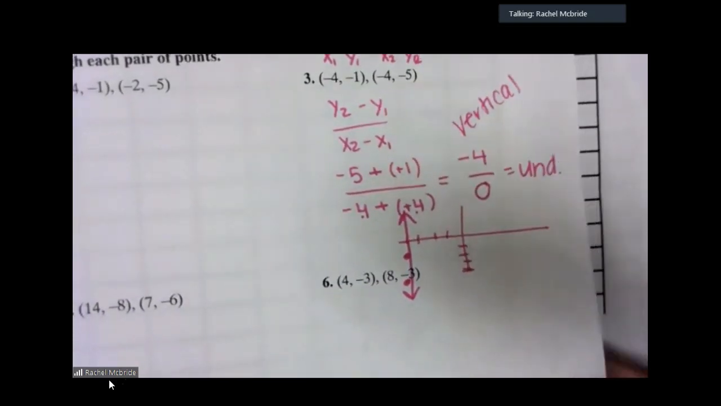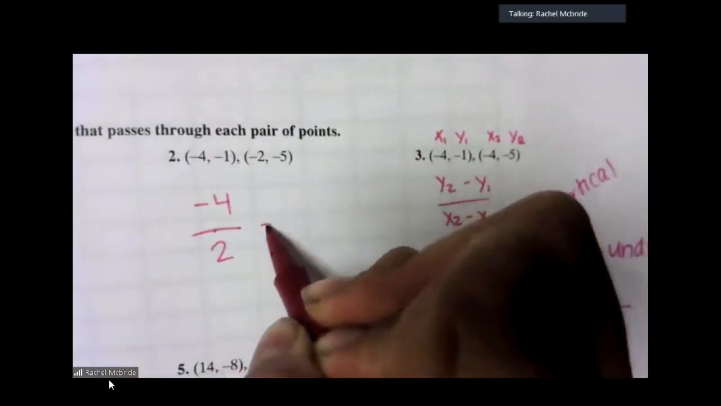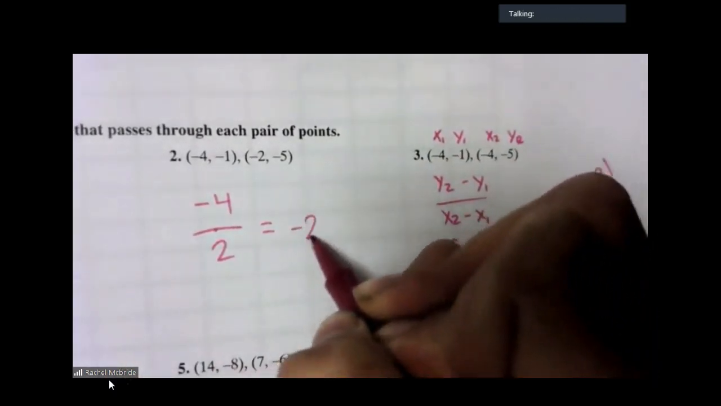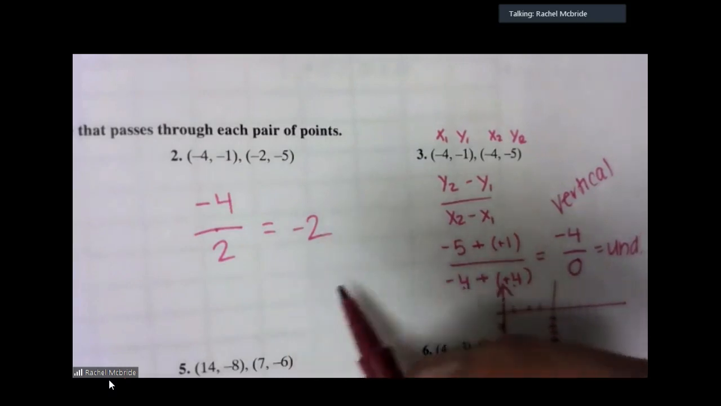Okay, Luke, did you get 2 for me? Perfect. So you got negative 4 over 2, which is negative 2. Number 2 is negative 2. Anybody need to see number 2?